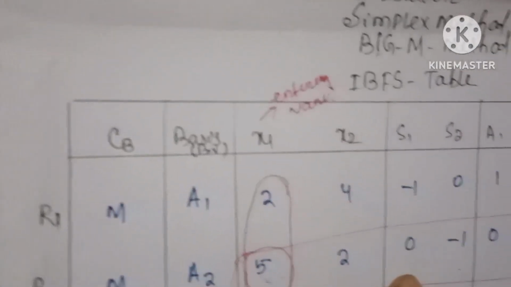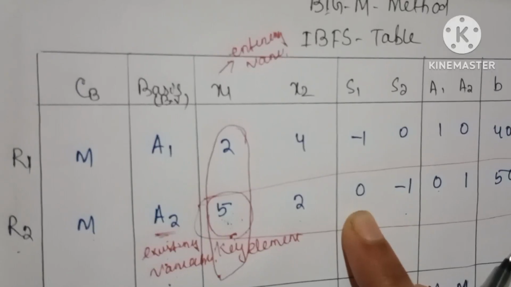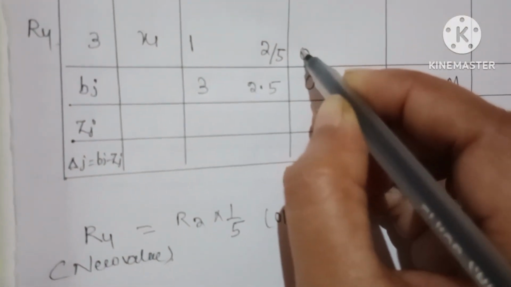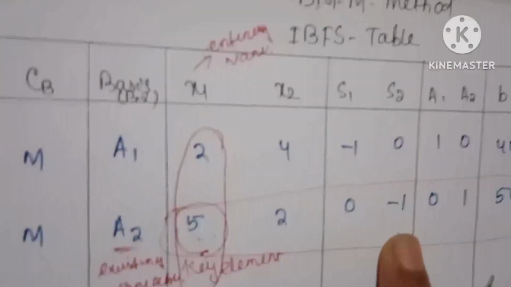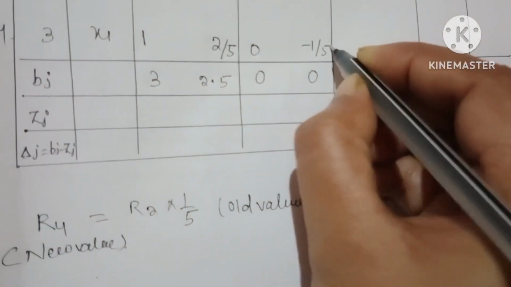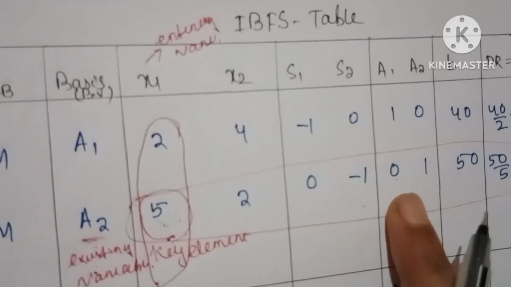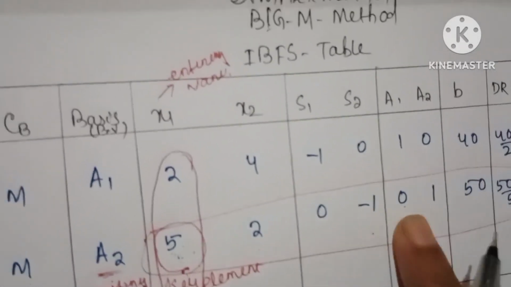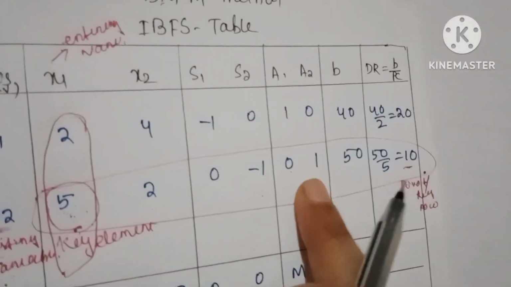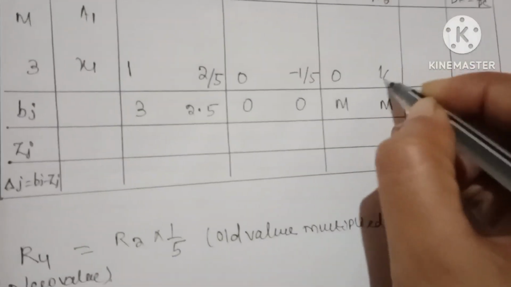Then next is 0 into 1 by 5, so this becomes 0 here. And the next is minus 1 into 1 by 5, so this becomes minus 1 by 5. Then the next one is 0 into 1 by 5, so this becomes 0. Then the next one is 1 into 1 by 5, so this becomes 1 by 5 here.